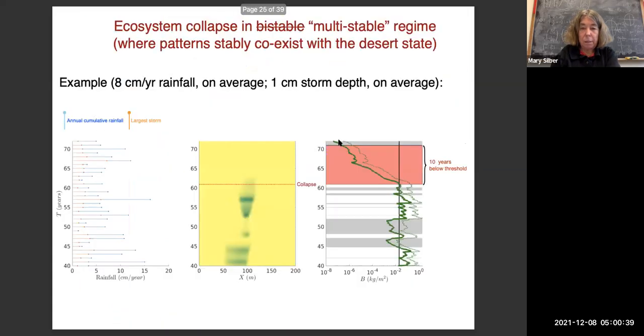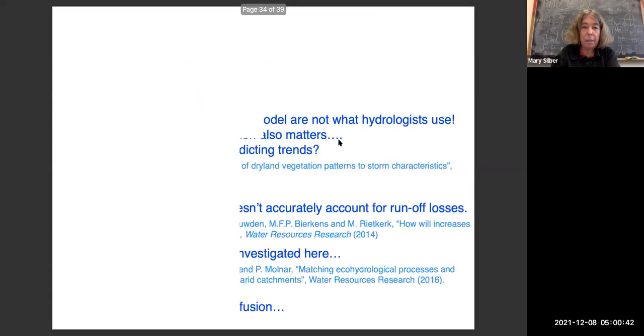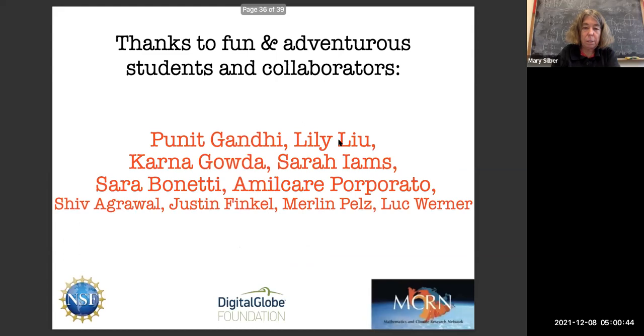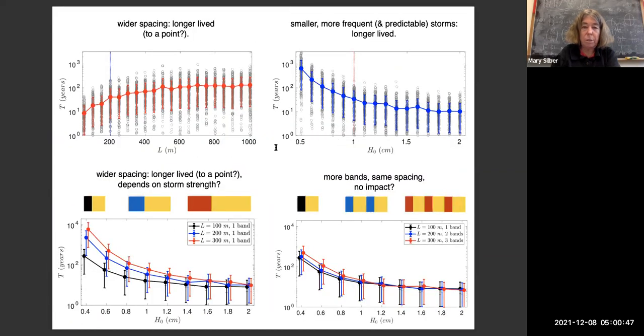So yeah, maybe I can show a couple of slides that I didn't show. These are results where we were varying the size of the domain and looking at collapse time. If the domain was too small, it collapsed much more rapidly. This is the number of years to collapse as a function of domain size, but it seemed to kind of level off. And then we've also looked at, if we change the typical storm strength, smaller storms seem to be better for it to live longer.